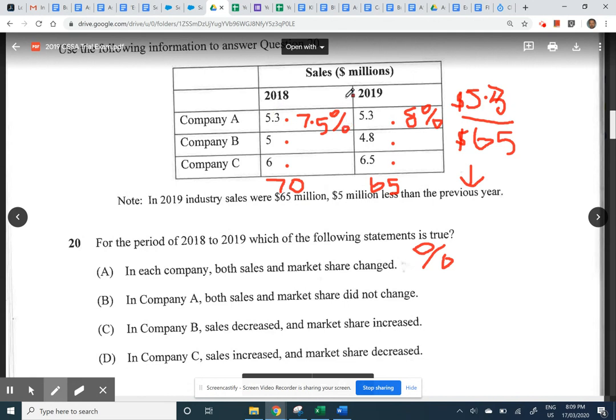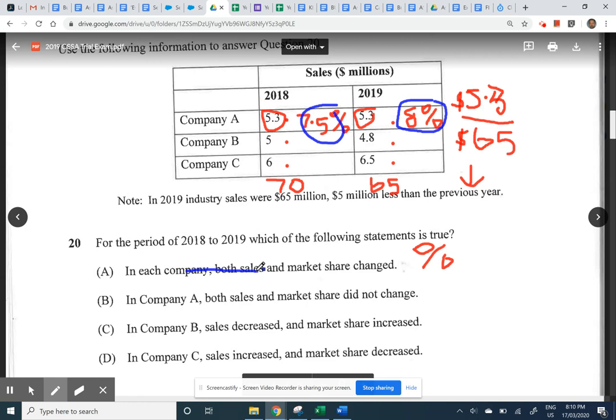So if I'm comparing company A in terms of sales, I'm comparing these figures. If I compare market share, I compare these figures. Okay? So when you go through it, you'll find out that the answer is C. All right, but I want you to work out why it can't be A. In each company, both sales and market share changed. That can't be true because sales in company A remain the same. Yes, they changed in company B and company C, but not in company A, so that can't be right.